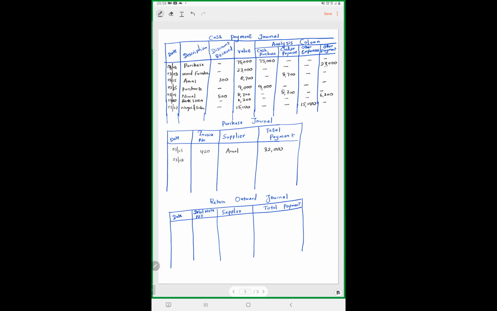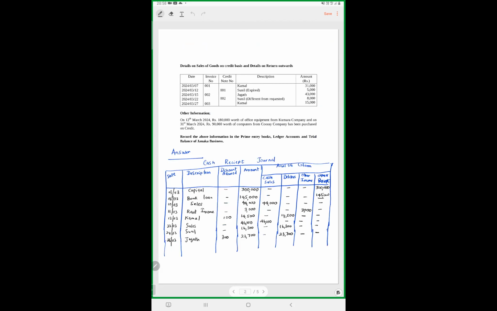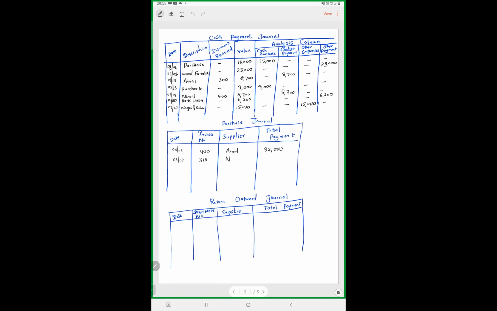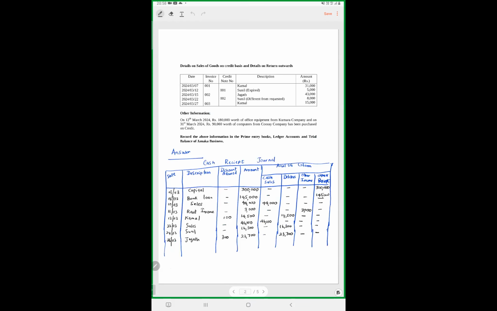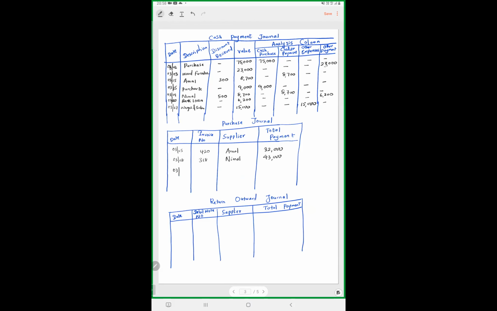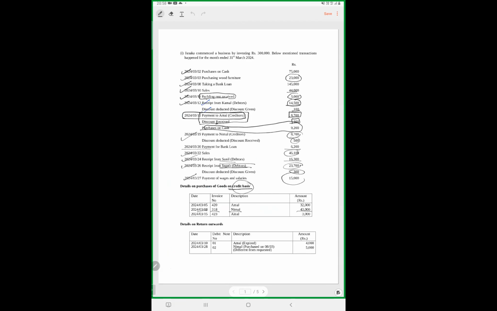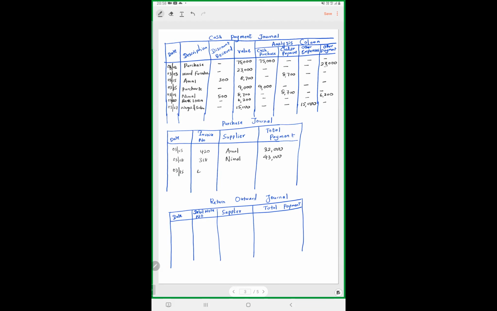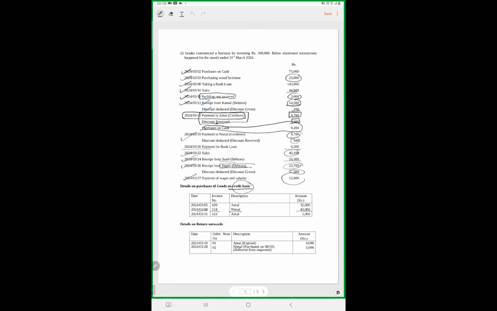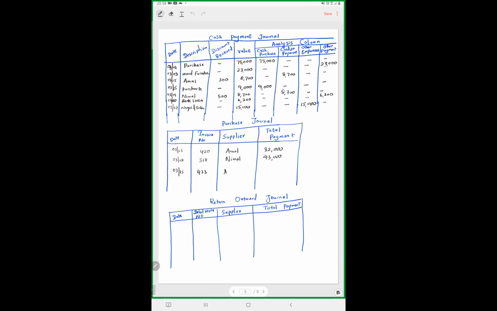March 8, 318, Nimal, 43,000. Then the next one, 15th March, 423, Amal, 3,000. We have discussed this yesterday.